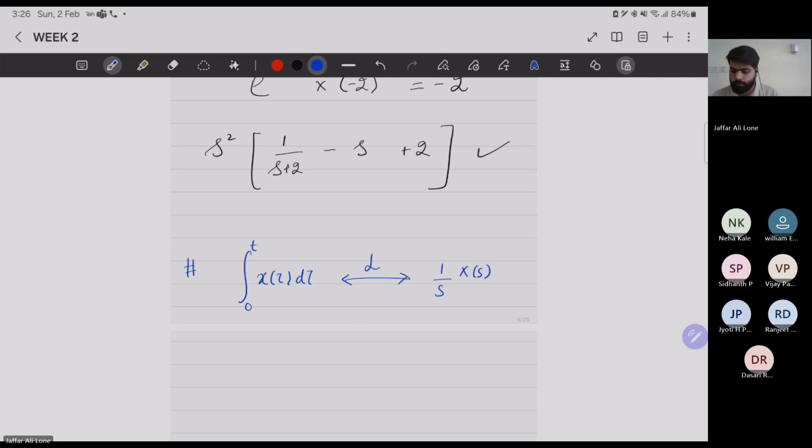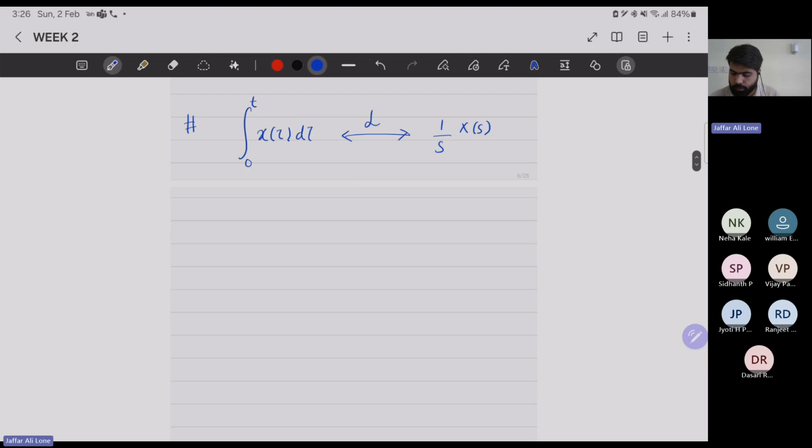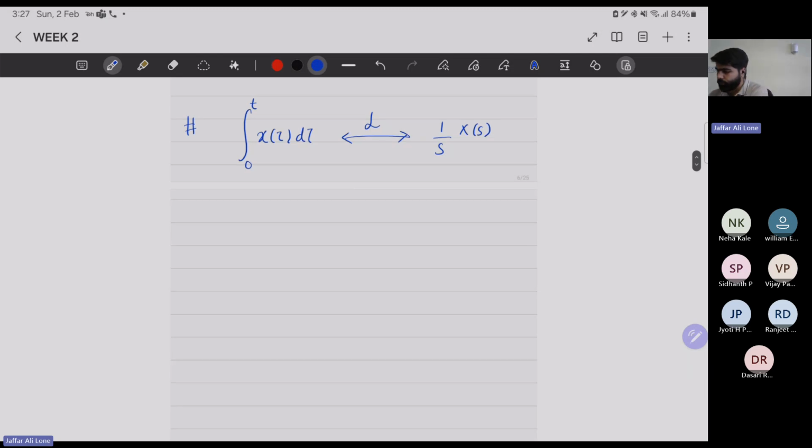Okay, so these things will be more clear when we solve problems, in the next 10 minutes. Now, very, very important as far as control systems are concerned are the initial value theorem and the final value theorem. We will solve many problems based on these two theorems.